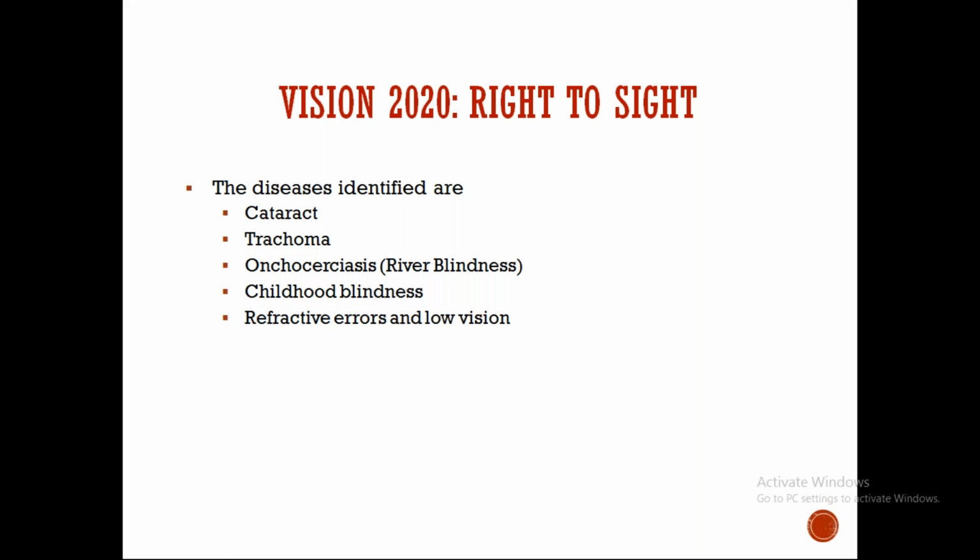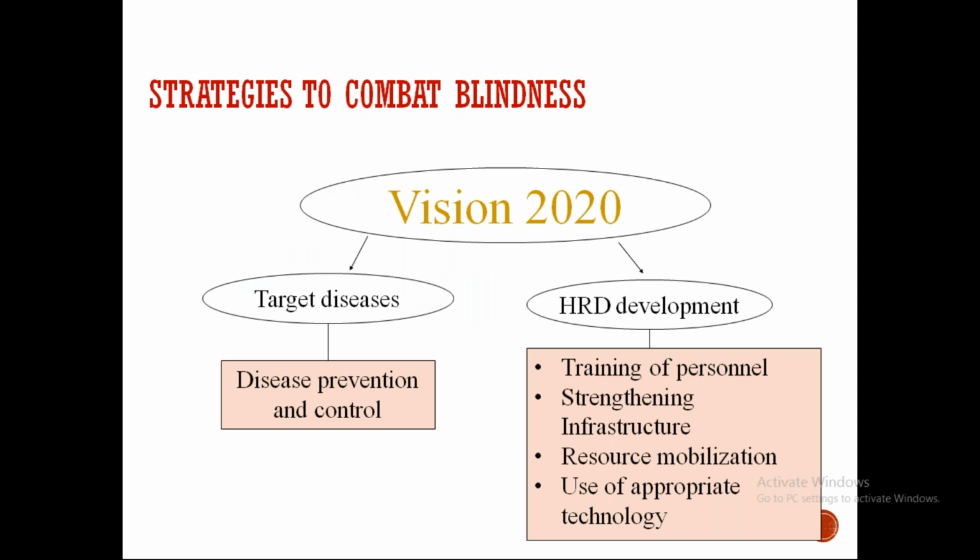They will ask you, are diabetic retinopathy and glaucoma included under Vision 2020? It is not under Vision 2020. These are the 5 conditions. The original document includes only these 5 conditions, which are mainly preventable and curable blindnesses, or avoidable blindnesses.